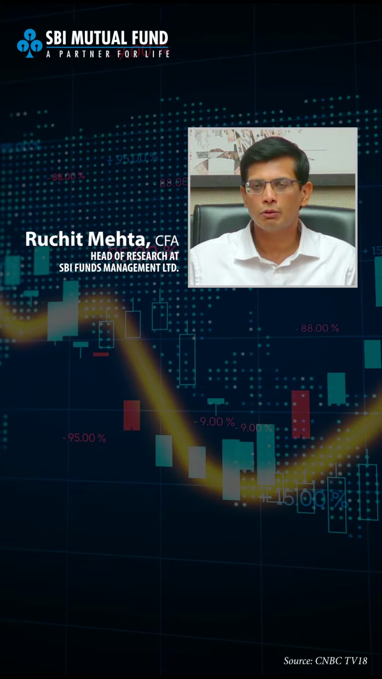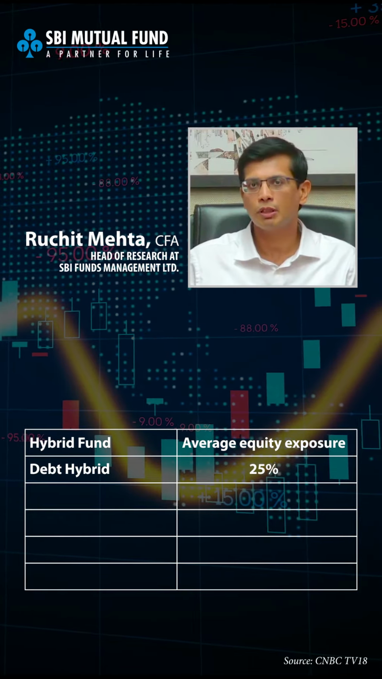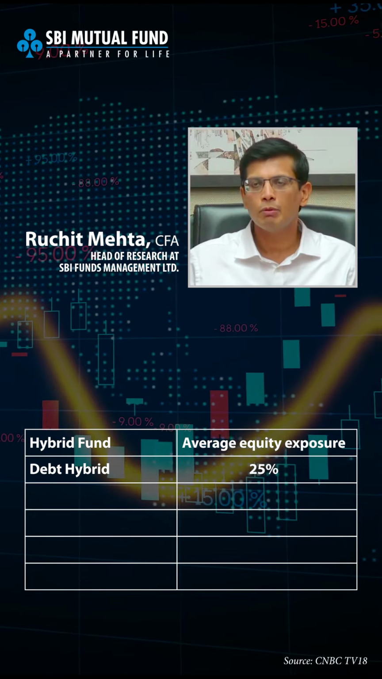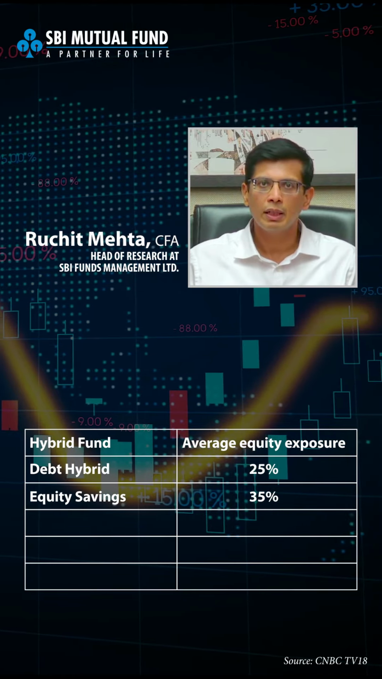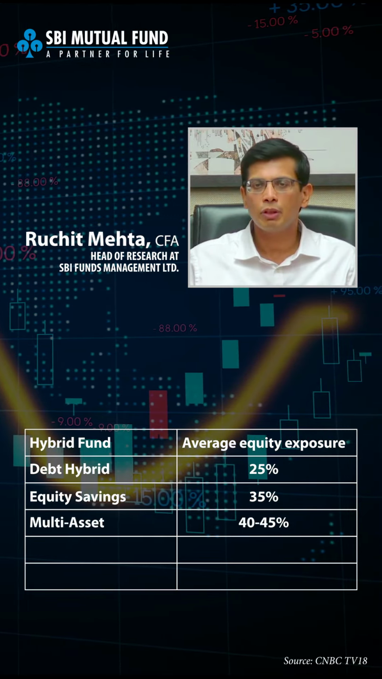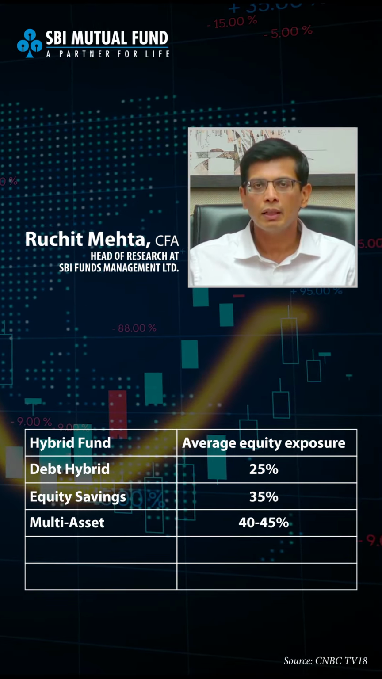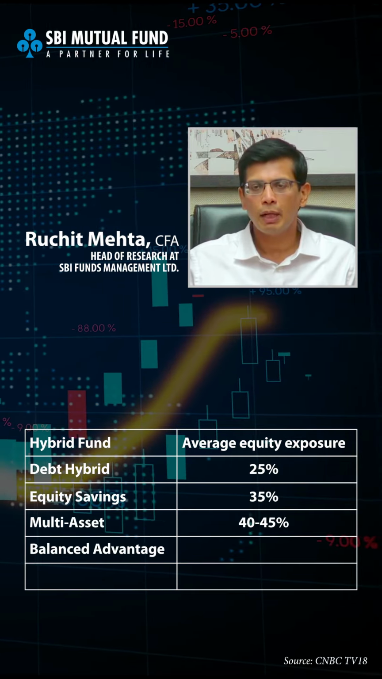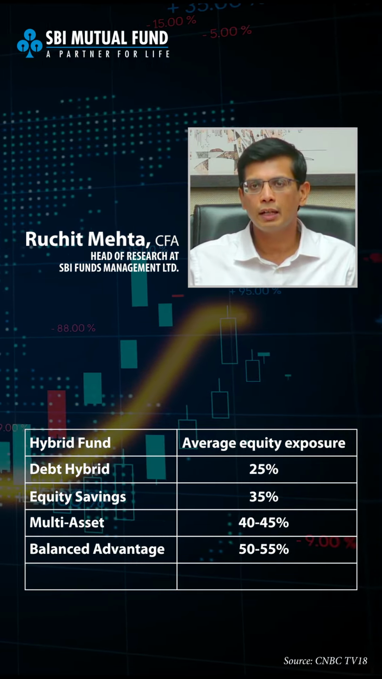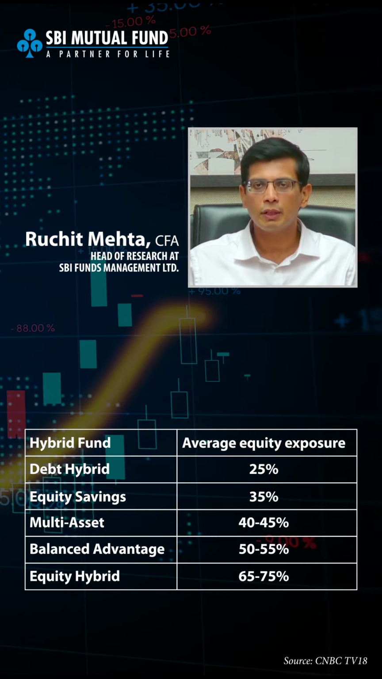And between those two extremes, you have hybrid products, right, which starts off with the very basic of a debt hybrid, where your equity exposure is about 25%. You probably move up a notch higher to an equity savings product, which is about 35%. A multi-asset product can be about 40-45% equity. It also has the added advantage of having an exposure to an asset class such as gold. Then you can have a balanced advantage product which can have a slightly higher equity of about 50-55%, and then an equity hybrid which is at 65-70%.